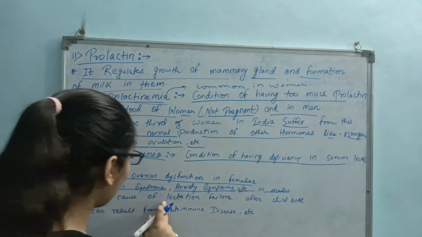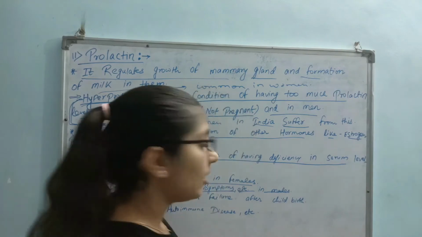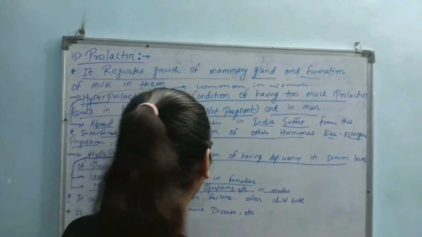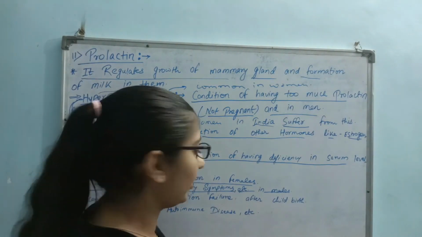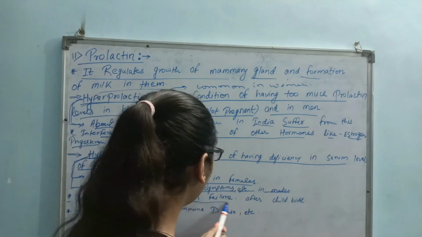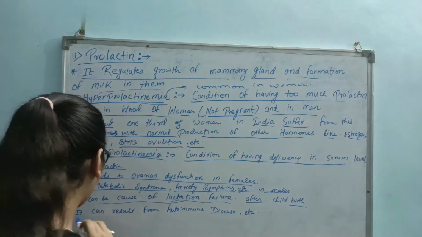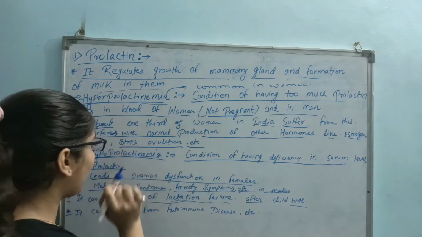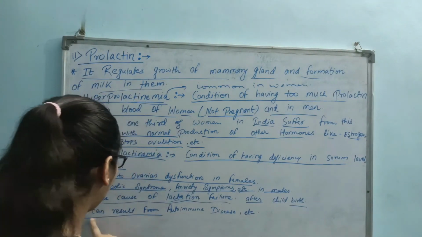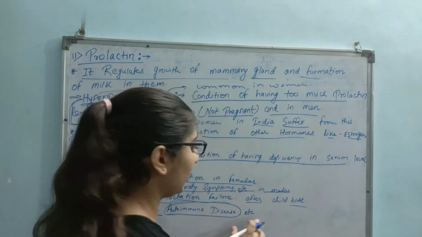Also, it can be the cause of lactation failure after childbirth. Suppose if hypoprolactinemia occurs in a human woman or female body, then it can be a cause of lactation failure after childbirth. And what are the causes of this hypoprolactinemia? It can result from autoimmune disease and many other diseases.